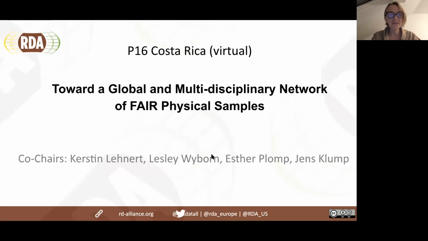This session is going to focus on physical samples and specifically on our efforts to work towards a global and multidisciplinary network of FAIR physical samples.